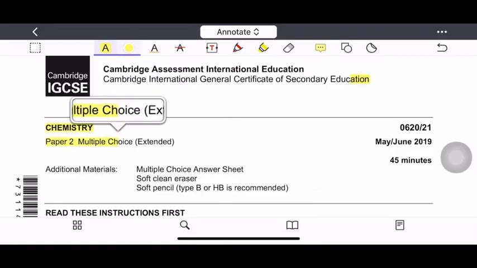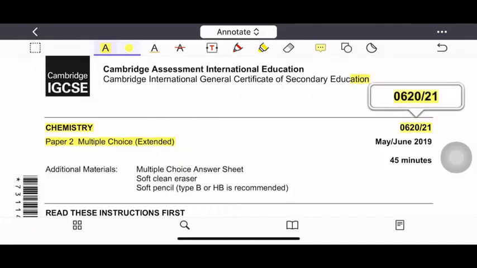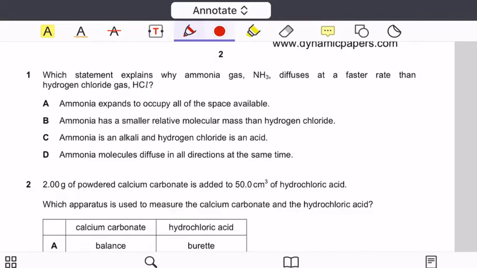Chemistry paper 2 multiple choice extended 6 to 0 paper 2 1 May June 2019. Question 1. Which statement explains why ammonia gas diffuses at a faster rate than hydrogen chloride gas?